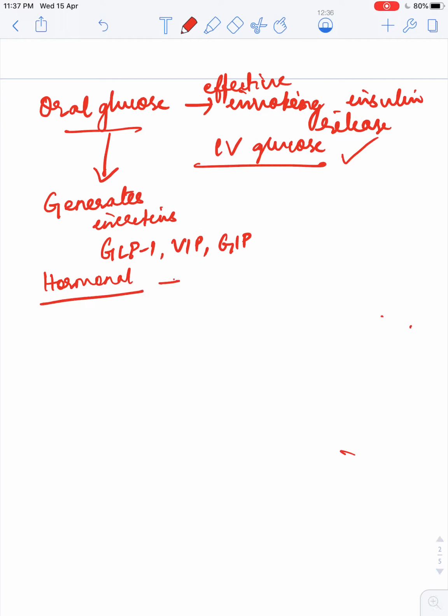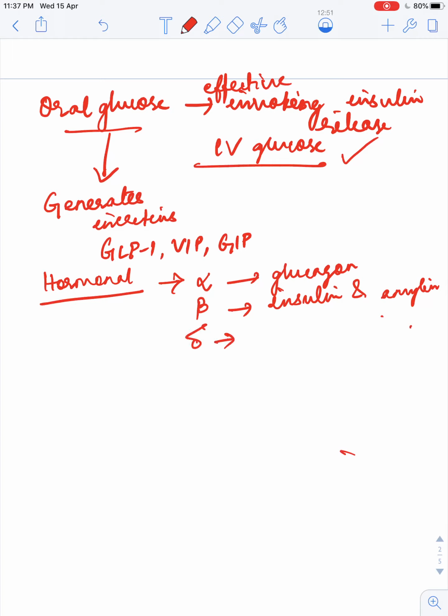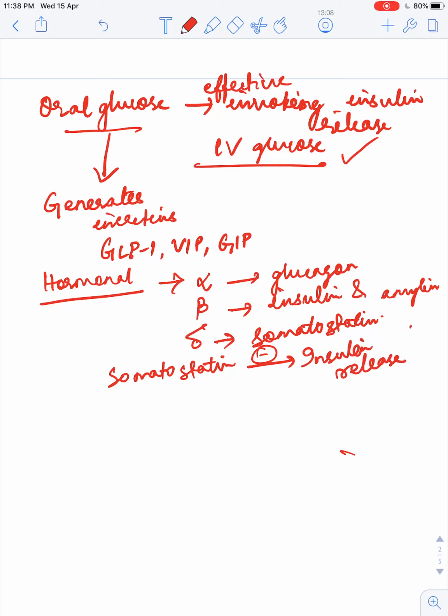Now coming to the second mechanism of regulation of insulin secretion, that is hormonal mechanism. We all know that the alpha cells of the pancreas secrete glucagon, beta cells secrete insulin and amylin, and the delta cells secrete somatostatin. Somatostatin inhibits the insulin release, and glucagon enhances the insulin release.